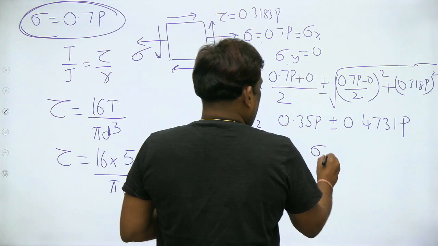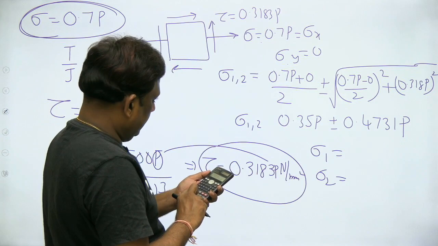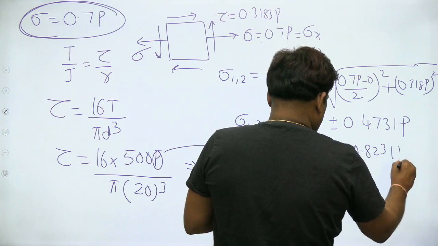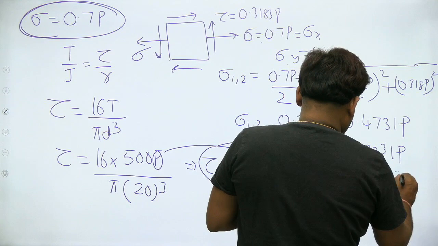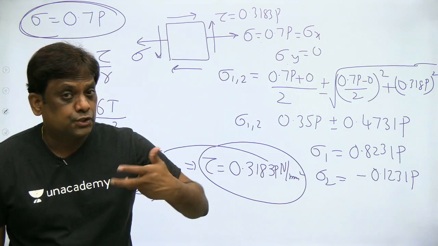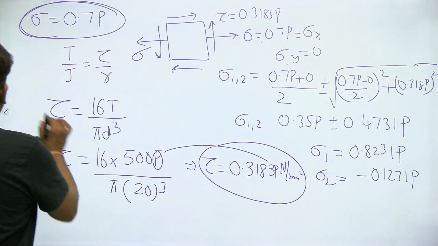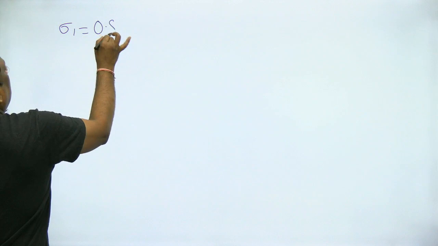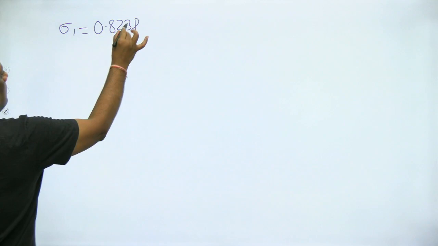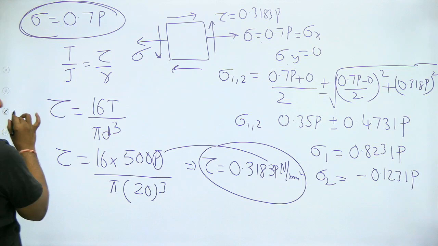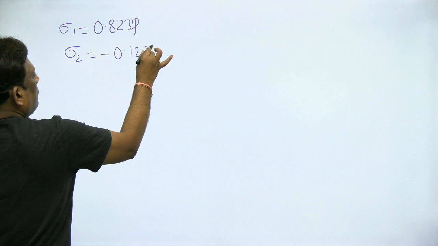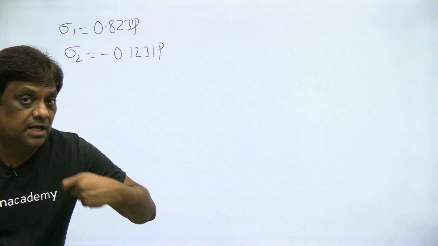Sigma 1 will be plus, sigma 2 will be minus. So plus 0.35, this is 0.8231P, and 0.35 minus 0.4731 is minus 0.1231P. He is asking according to distortion theory. Sigma 1 is 0.8231P, and sigma 2 is minus 0.1231P. Very good. He is asking according to distortional energy theory the maximum load.